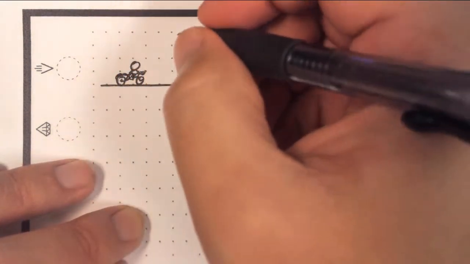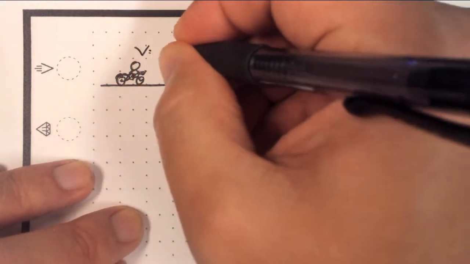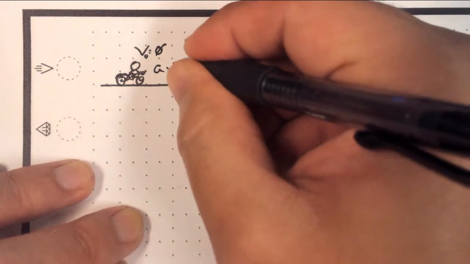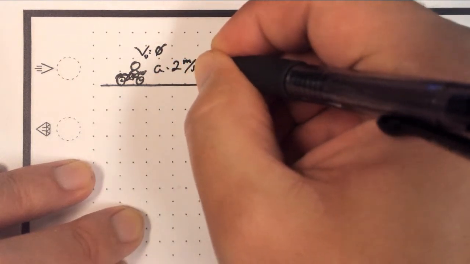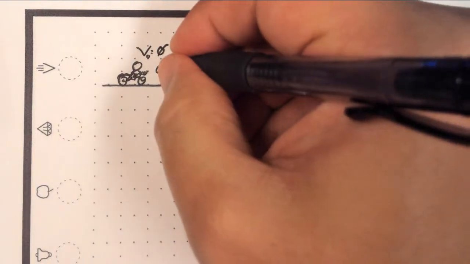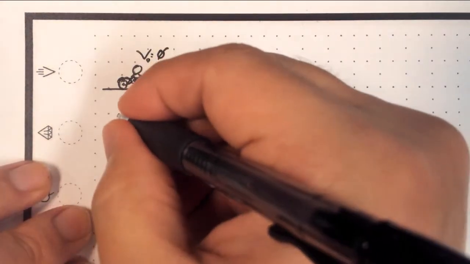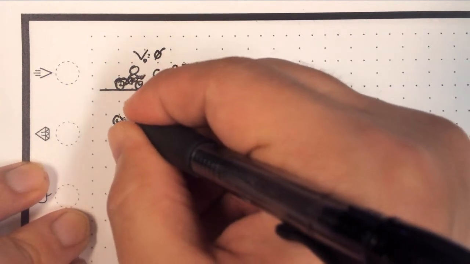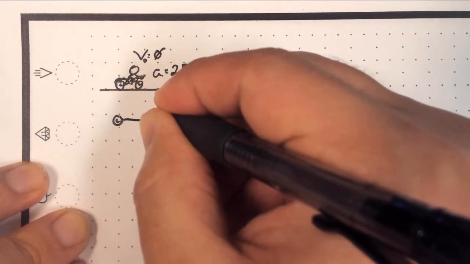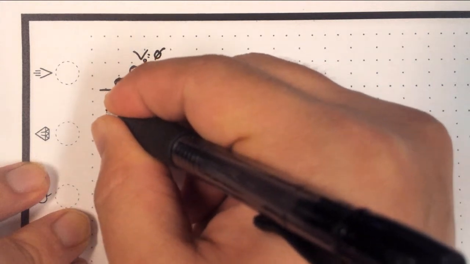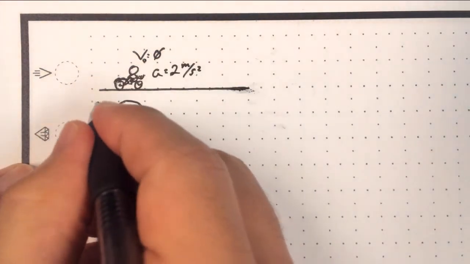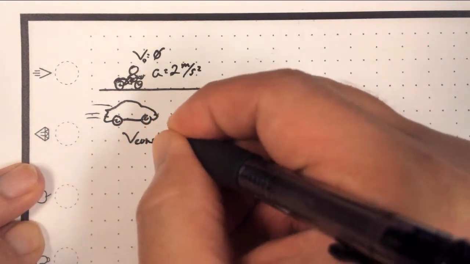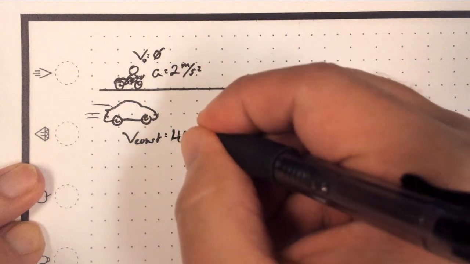So we got this cop sitting alongside the road. We know that they're sitting alongside the road, so the velocity to start would be nothing. Their acceleration, we said, was about 2 meters per second every second, so meters per second squared. And there's a speeder, and the speeder is speeding along at a constant velocity, so I'm going to say v constant, and that's at 40 meters per second.